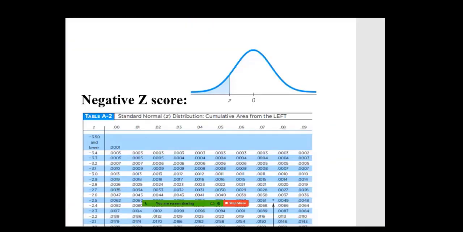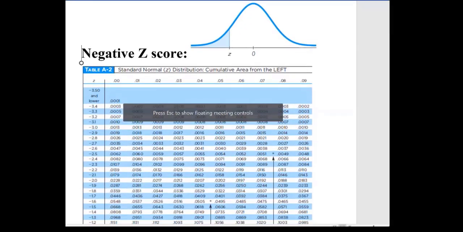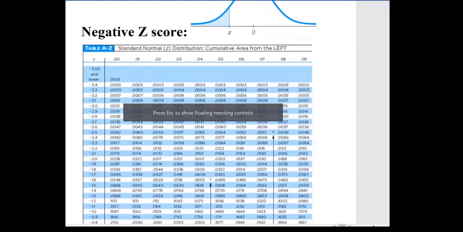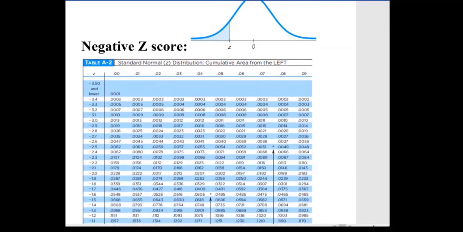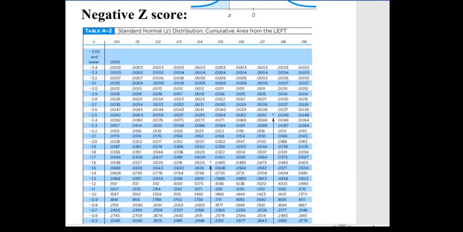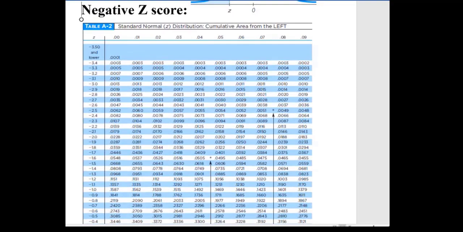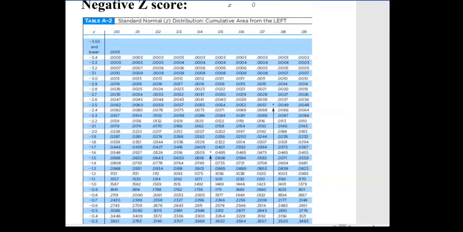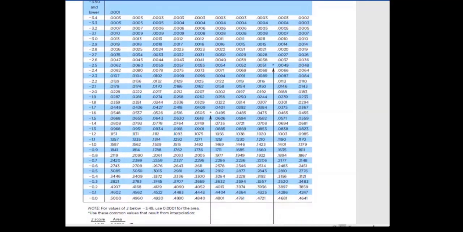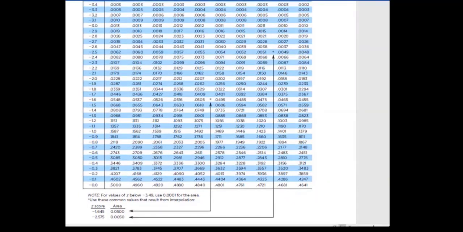Now this table, you can find it on Canvas. So this is the negative z-score table. As you can see on the left side, you see the negative z-score. And at the top, you have the second decimal. And there are a couple of asterisks with the arrows. Let's just show the answer. Those are some common values.